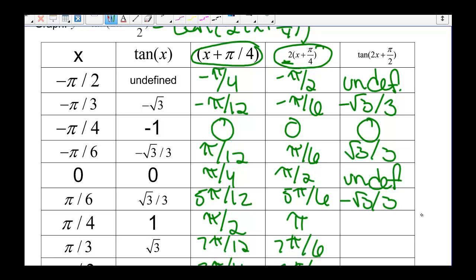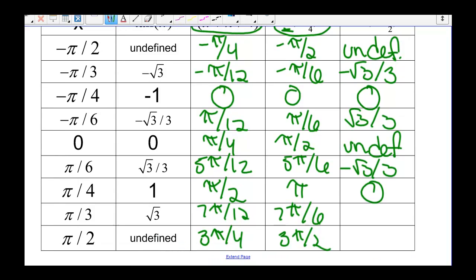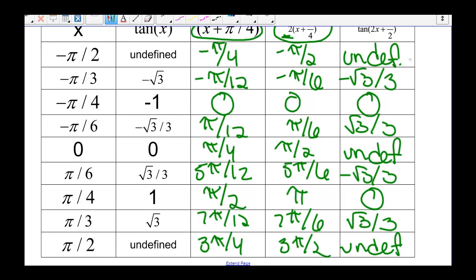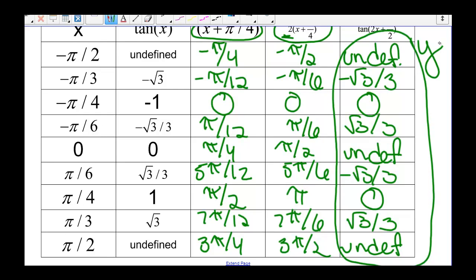Pi is the same as 0, so that is 0. At 7 pi over 6, that is the same as pi over 6, so square root of 3 over 3. And 3 pi over 2 is the same as pi over 2, so that gives us undefined. So now we can take the values in this column as our y values, and graph them with these x values.